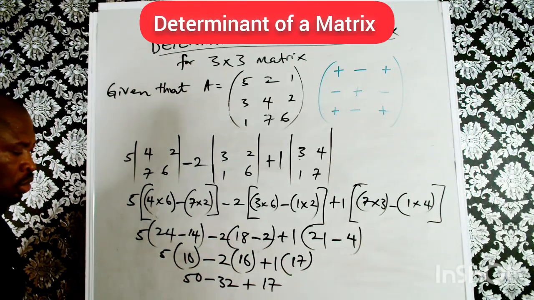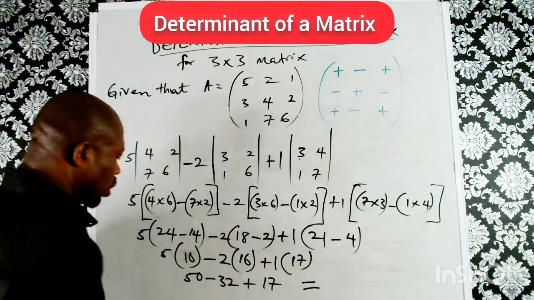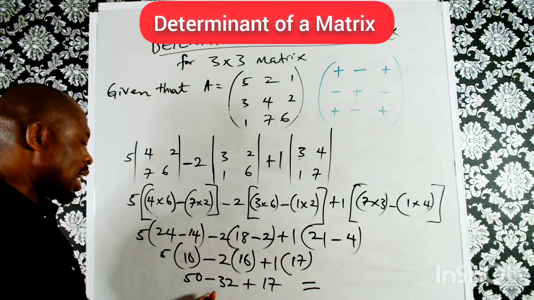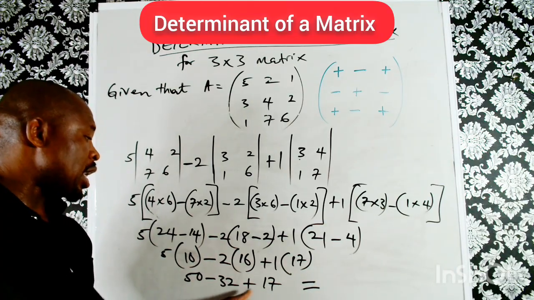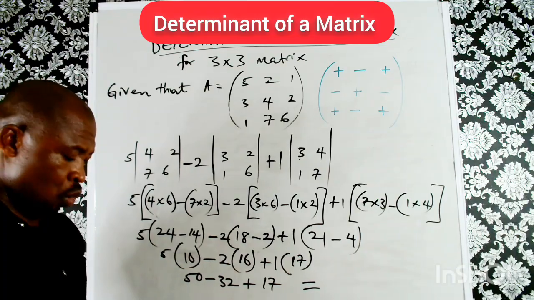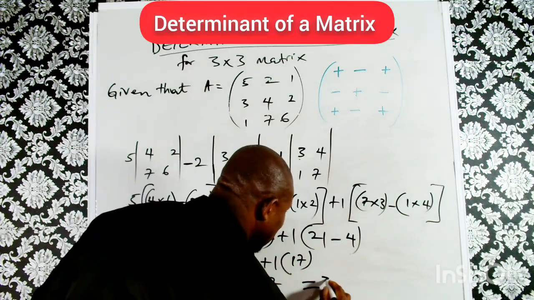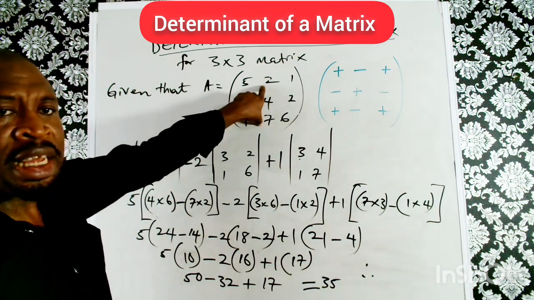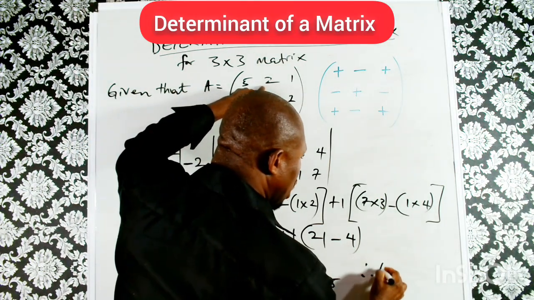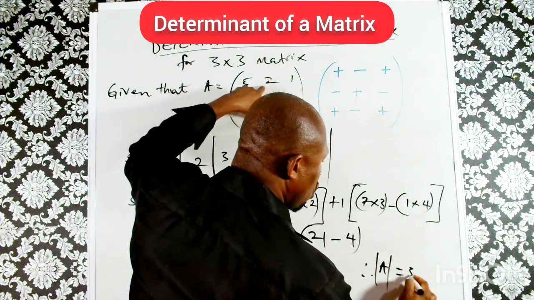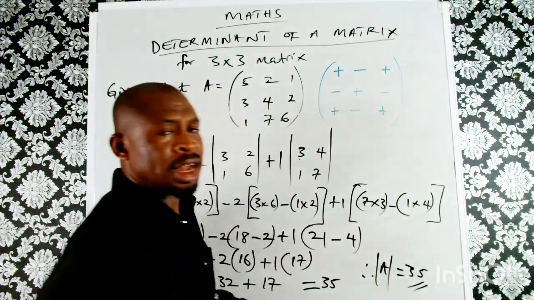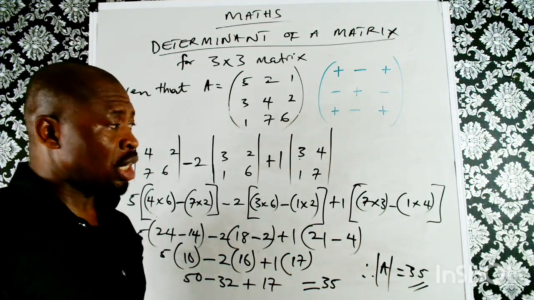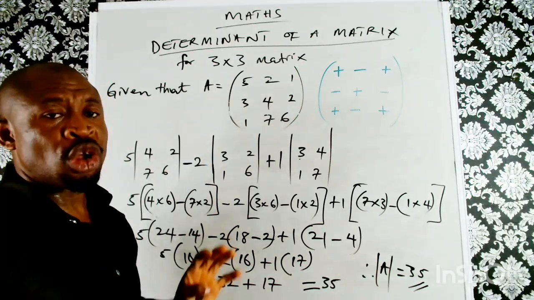At this point, you can now subtract, which gives us 50 minus 32, which is 18. 18 plus 17 will give us 35. Therefore, we can say that if A is this, the determinant of A is equal to 35. Remember, we said that this determinant is just a single value, a scalar quantity obtained from these whole numbers.